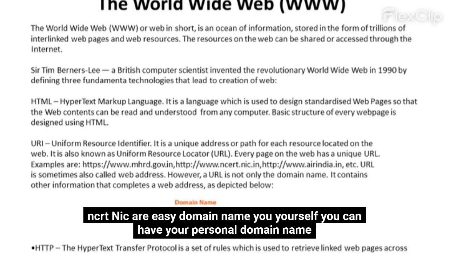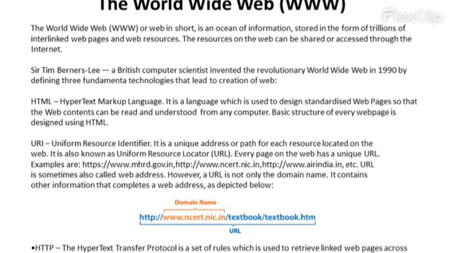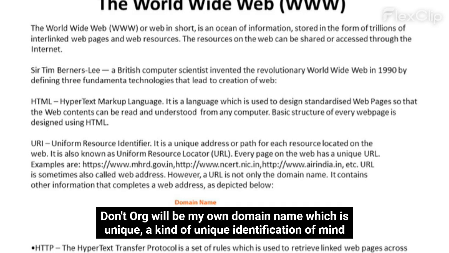But www.ncrt.nic.in is the domain name. You yourself can have your personal domain name. If my name is Makinde, for example, I can have a specific domain name. I call it www.makinde.org. www.makinde.org will be my own domain name, which is a unique identification.